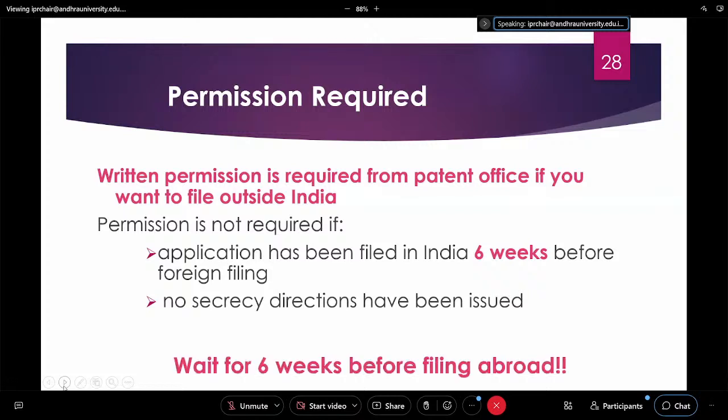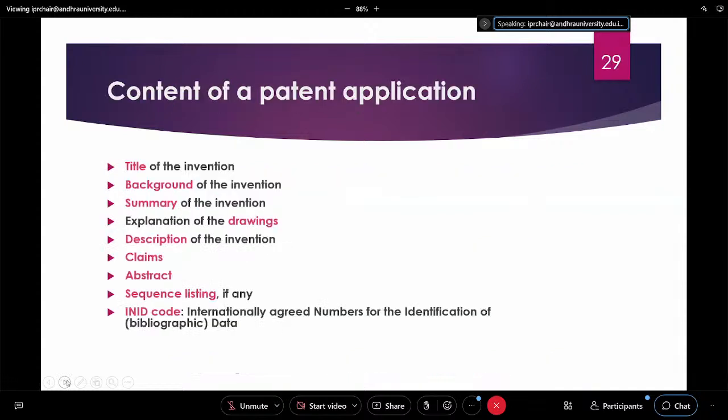So what is the easier way to do it? Just wait for 6 weeks before filing abroad. What is the content of a patent application? So when you file the patent application, what are the contents that will be there in the patent application?